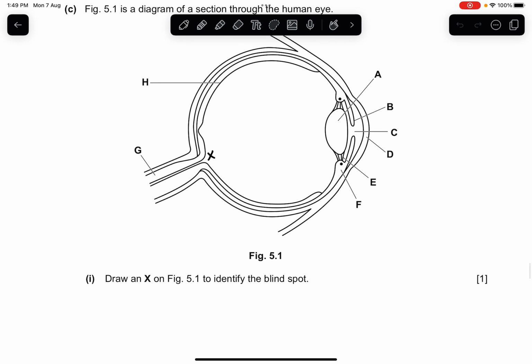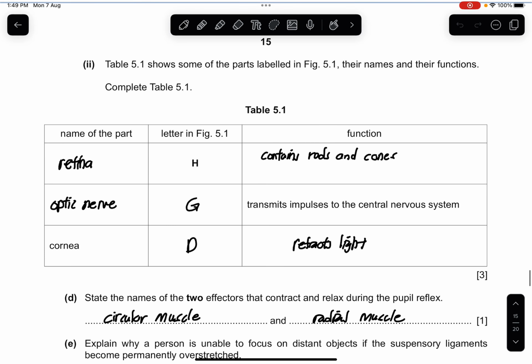Okay, draw an X to identify the blind spot. So it's between the fovea, the retina, and the retinas of both sides. So it's in the middle. Okay, and table 5.1 shows some parts labeled in figure 5.1, their names and their function.